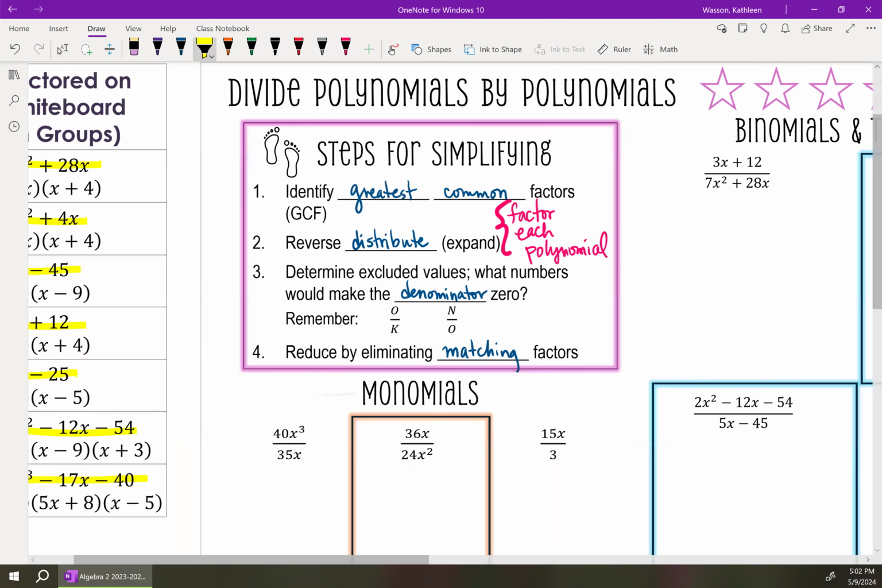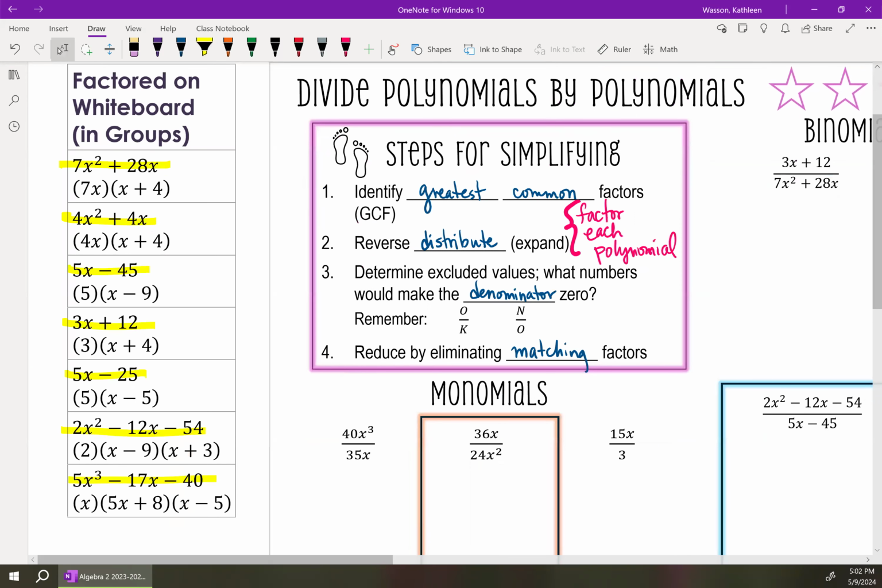So I did write down factored equivalent forms, but I want to make sure that you're able to factor them there yourself so that you don't have a struggle when you're doing your practice. So go ahead and take some time to factor these. Hit pause and come back.